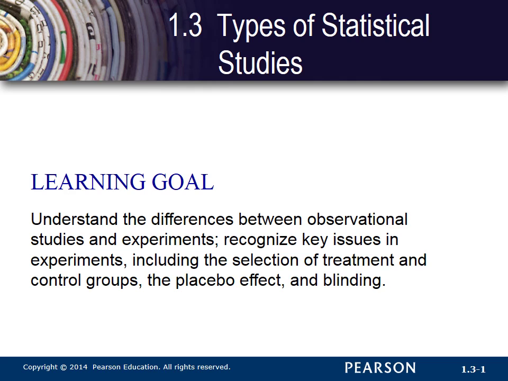Our learning goal here is to understand the differences between observational studies and experiments, and our objectives to do that were you'll be able to designate whether a given situation is observational or an experiment, and also recognize the key issues in experiments, including selections of treatment and control, placebo effect, and blinding.